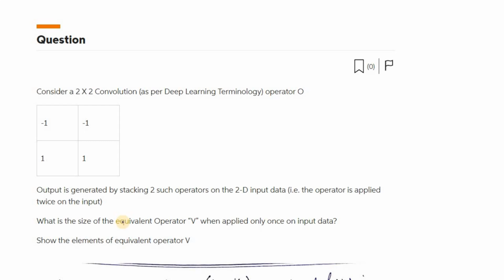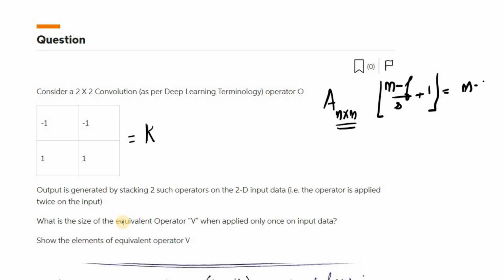Just to give an example, we have a kernel over here. This is also an example taken from Chegg only. This is the kernel K, which is -1, -1, 1 and 1, and it is supposed to be applied on a matrix A of which the dimension are unknown, n cross n. So this is a kernel K to be applied on A, and if I just use the formula, it is equivalent to n minus f by s plus 1. This is going to be the output dimension. So on solving it, it is going to be n minus 1.